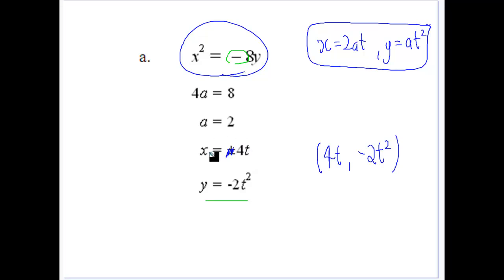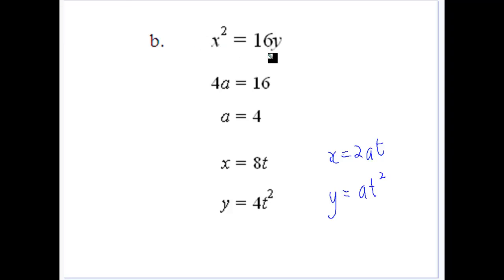So what we're going to have is 4a is equal to 8. So we get a equals 2. So 2a is 2 times 2, 4t. I've crossed it. I had plus and minus there at one stage, but it's really just positive. We just take the positive. And minus 2t squared.